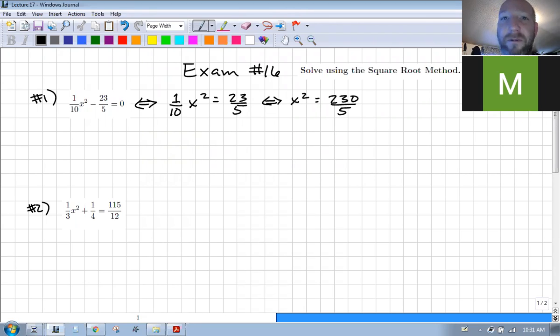Let's see, we should be able to reduce this, right? Oh, 230 is divisible by 5. Is it 46 times 5? I think 230 divided by, yeah. This is 46 times 5. So this is just 46. So we can square root both sides.